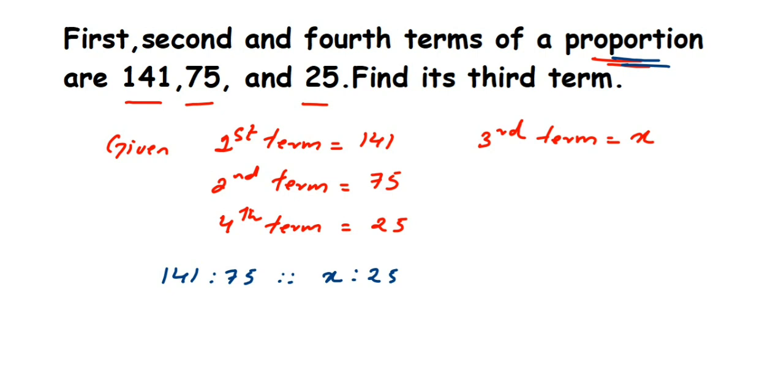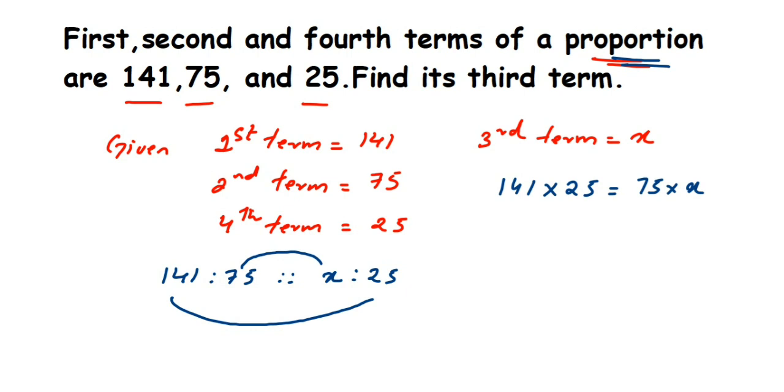Since they have given it in proportion, the product of extremes will be the same as the product of means. That is, when you multiply the extremes, these two numbers, and when you multiply the means, that is 75 and x, the product will be the same. So 141 multiplied by 25 will be equal to 75 multiplied by x. Using this, I'm going to find the x value. I want only x, so I'm going to transpose 75 to the other side. So 141 multiplied by 25 divided by 75 is equal to x.